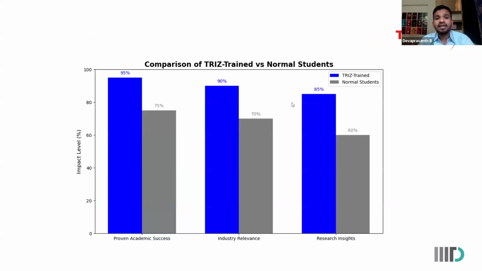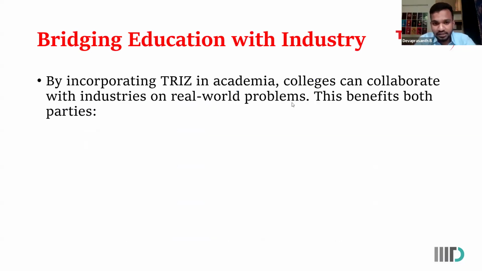Now let us show the graph which I have taken in the college. The students who have trained have proven academic success also, and industry relevance is the most important thing, where we faced an impact difference during our internships and placements. Then research insights: if a problem is given to us and the same problem is given to a normal student, the way we identify the problem, analyze it and approach the solution differs drastically between these two people.